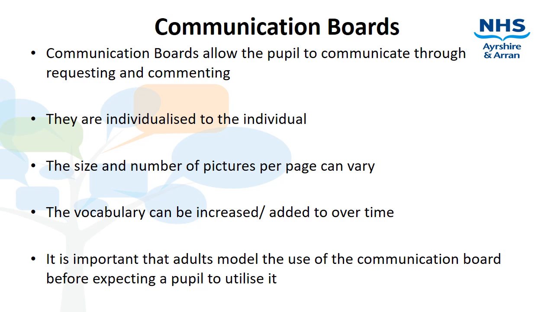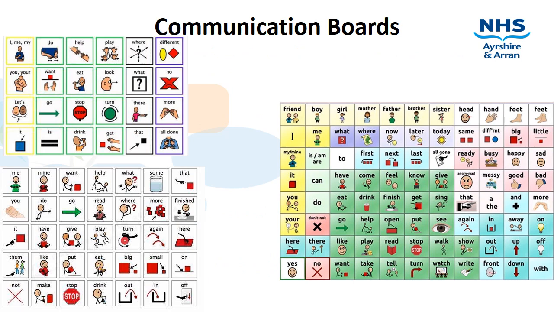So we don't expect a child who has heard a word once to go away and immediately use it functionally. So then we shouldn't expect pupils to use symbols and visuals as soon as we give them to them. So we need to use the communication board in a meaningful way. So for example, pointing to the look symbol and saying look while looking at a book together. So these are some examples of communication boards. Again, different sizes so that they're personalised, vocabulary that is most useful for that young person or child, making sure they're tailored to the needs.